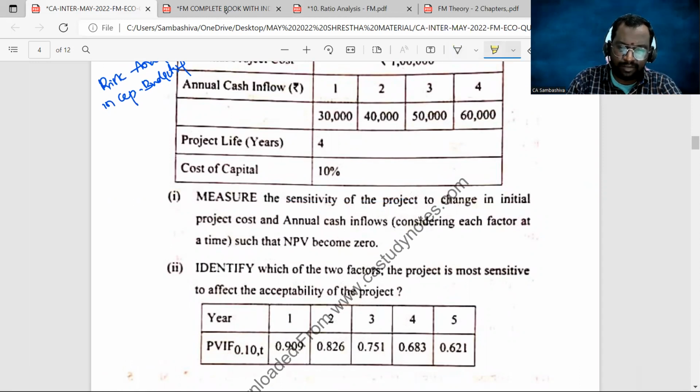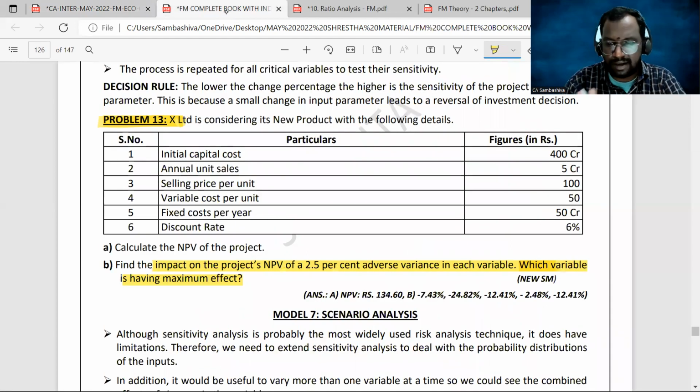Measure the sensitivity of the project to change in the initial project cost and annual cash inflows. Right. So here we are asked to determine the sensitivity analysis only with respect to two variables. One, the cash outflow, the initial project cost, and two, annual cash inflows. Considering each factor at a time such that NPV becomes zero and identify which of the two factors is the most sensitive. Okay, now a similar problem we have done here in problem number 13, sir.